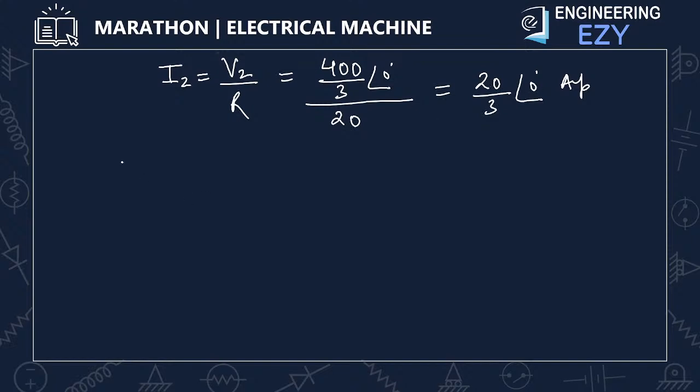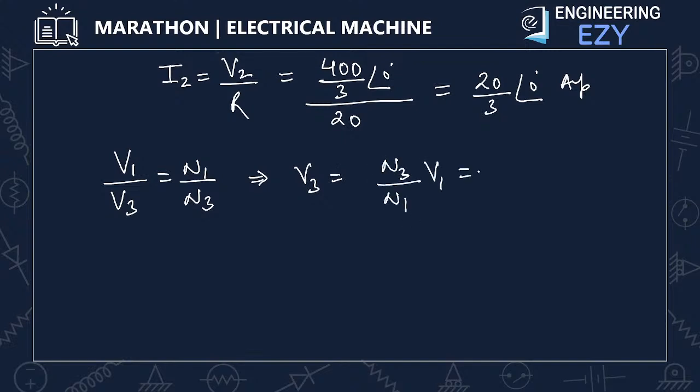Similarly, I can calculate the V3. V1 by V3 is equal to N1 by N3. So V3 is N3 by N1 into V1. N3 by N1 is 1 by 9 into 400 angle 0. So it is 400 by 9 angle 0.